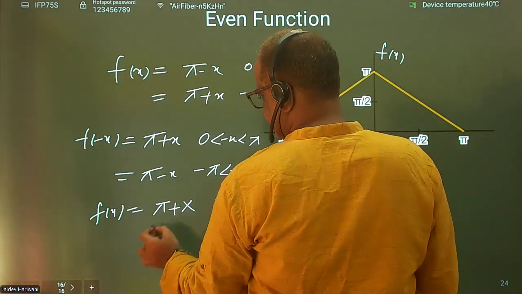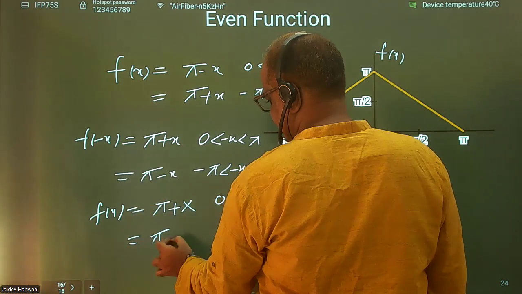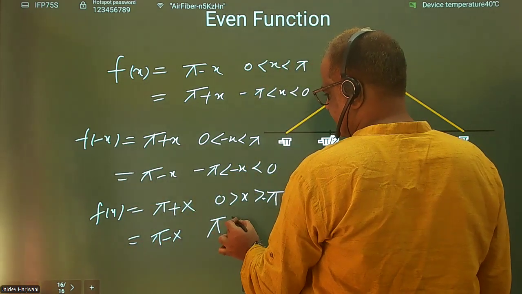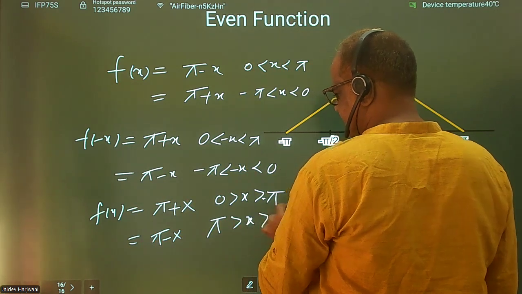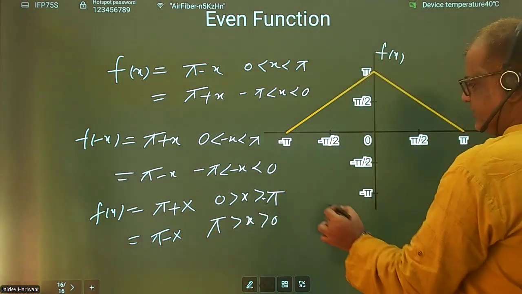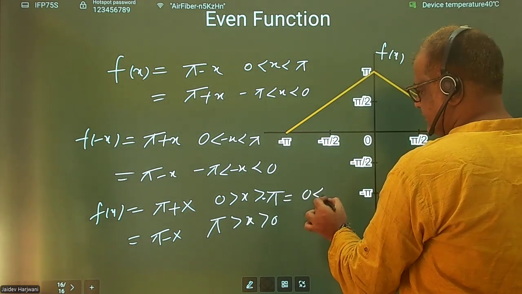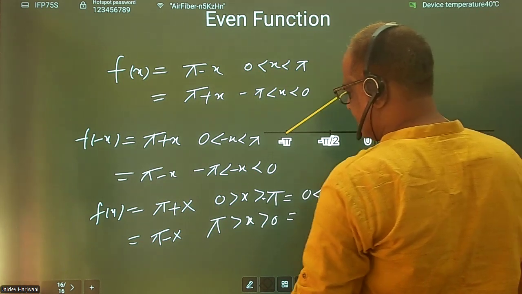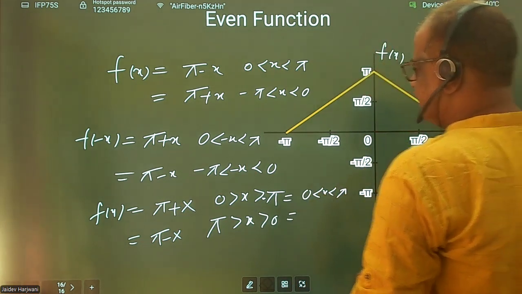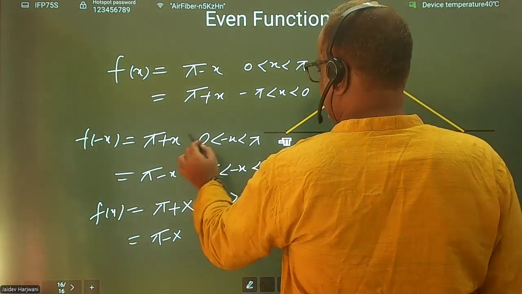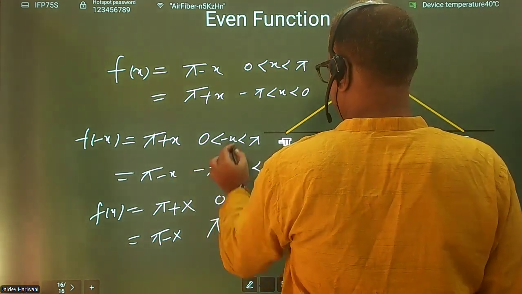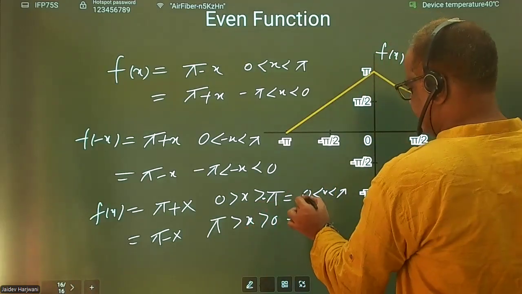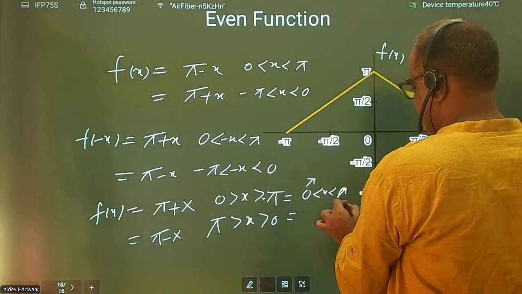Similarly, I've multiplied this one also, this value is π − x, and if I multiply by minus 1, this becomes π > x > 0. So this is the same as 0 < x < π, and here I have multiplied, so this should go to minus π. So minus π to 0.